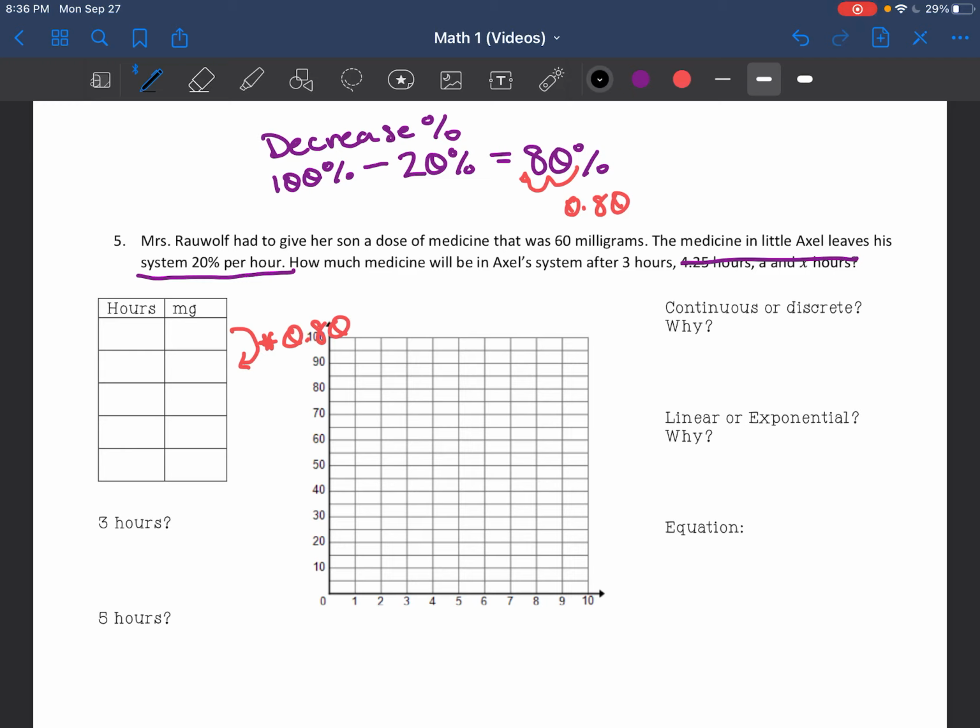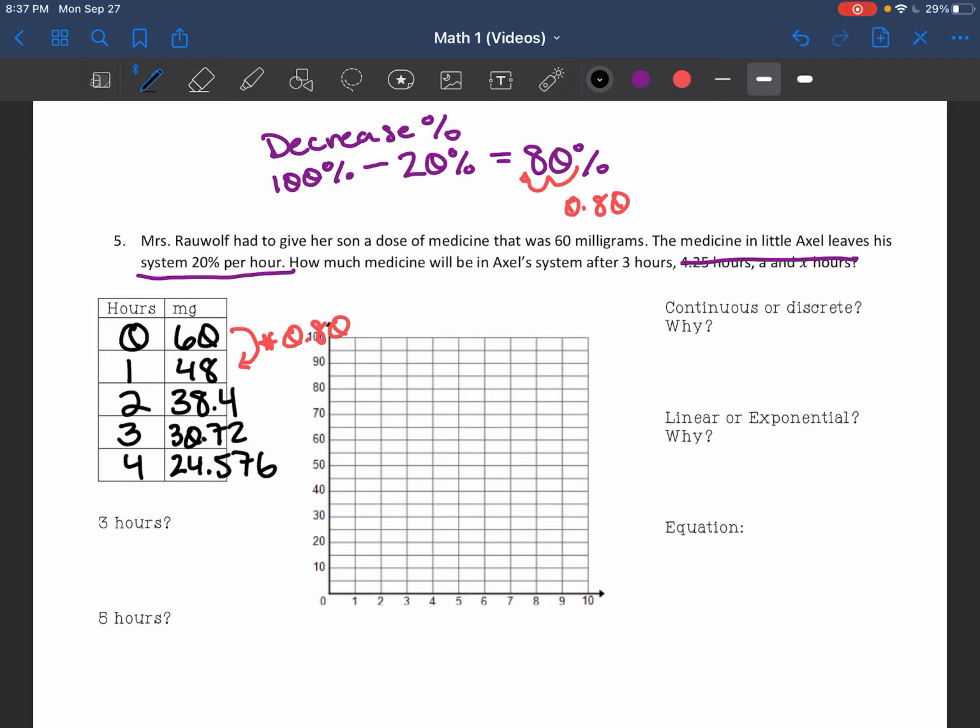Now, Axel started with 60 milligrams of medicine. And if I give that to him right away, how many hours have passed? Well, I gave it to him right away, so 0 hours have passed. But after 1 hour, he's got 48 milligrams in his body. How did I get that? 60 times 0.8. After 2, there was 38.4 milligrams of medicine. Then after 3 hours, there was 30.72 milligrams of medicine in his body. After 4 hours, there was 24.576 milligrams in his body.